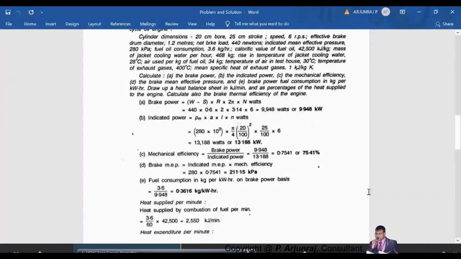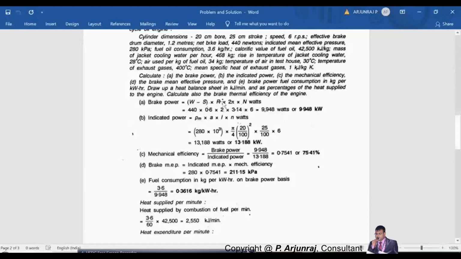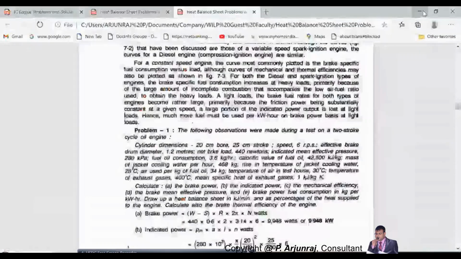So here you don't need to worry about W or S. You need to worry about the torque in 2 pi N T. Torque is nothing but load into perpendicular distance. So load here is 440, and perpendicular distance is half of the effective drum diameter.